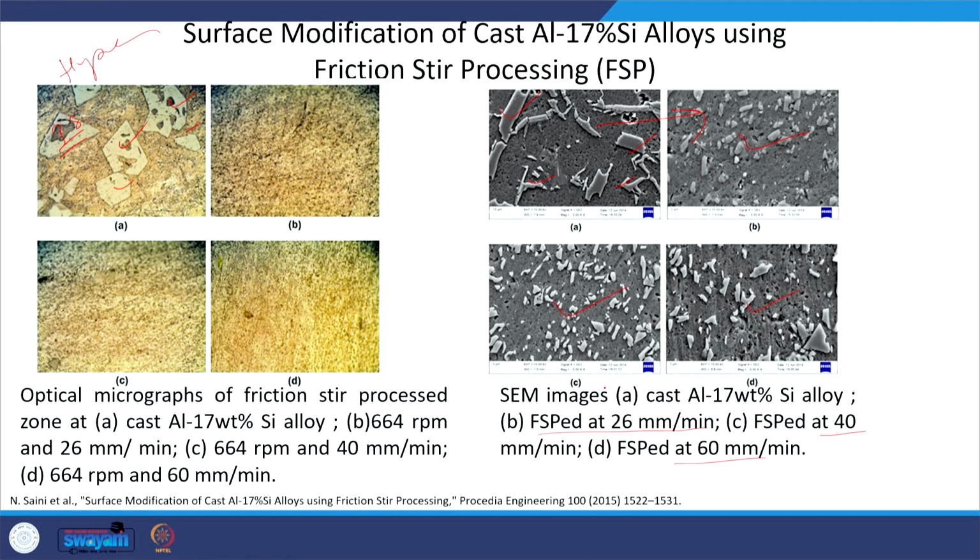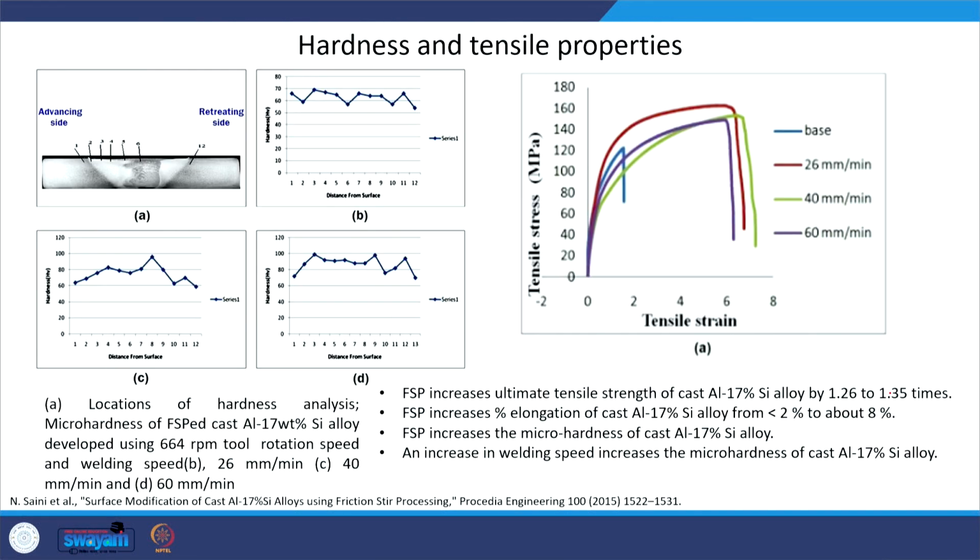So, what we see is the refinement of the grain structure, which is in general achieved after the FSP of the cast hypereutectic aluminum silicon alloys. That is what we can see here with regard to the effect of FSP. This is the as-cast alloy. And we do the FSP using different sets of RPM, like say RPM 664 and traverse speeds of 26, 40 and 60. This is the optical microscopy and this is the scanning electron microscopy, that is the only difference.